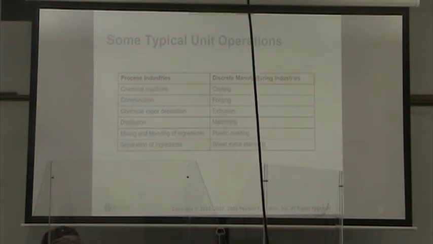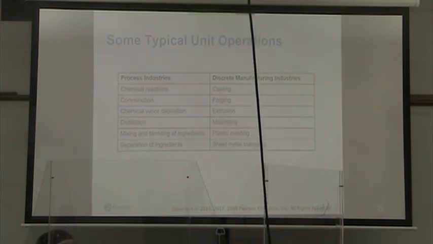All right, so in these unit operations in process industries, refineries and chemical reactions, comminution, boy, I'm not even sure what they mean by that. Chemical vapor deposition, distillation, mixing and blending of ingredients, separation of ingredients. Some of what we would consider process operations, we would actually end up doing in a batch, right?